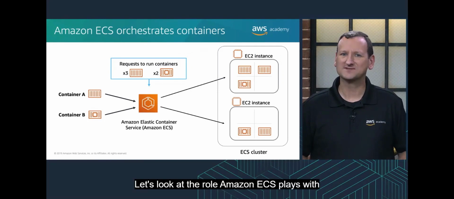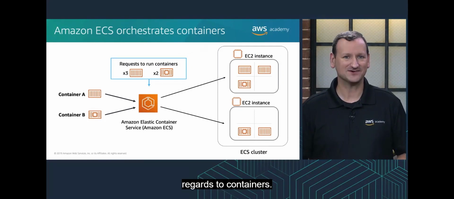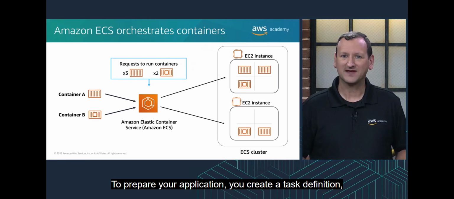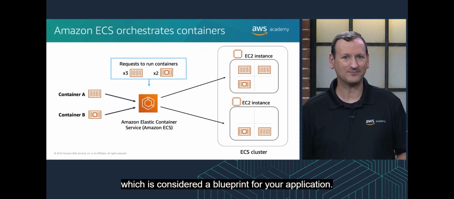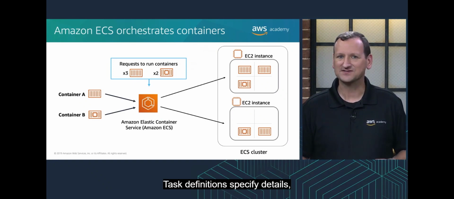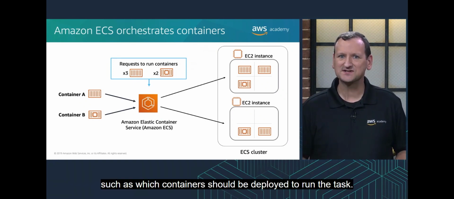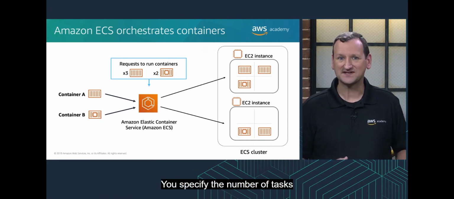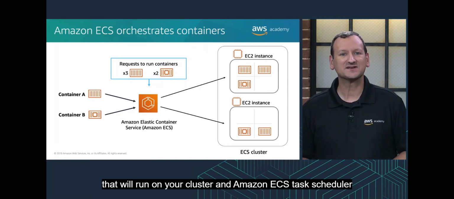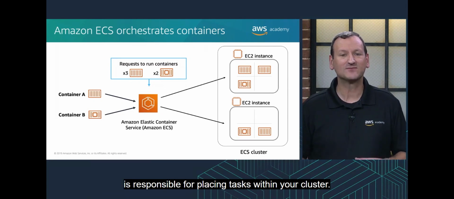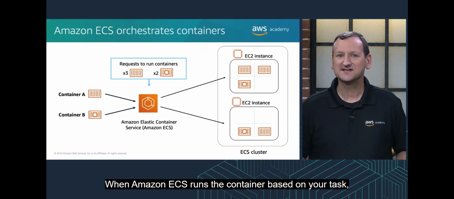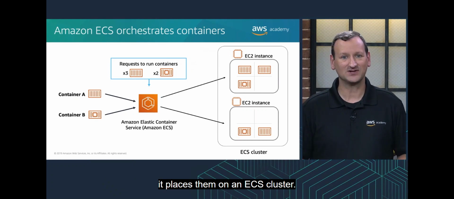Let's look at the role Amazon ECS plays with regards to containers. To prepare your application, you create a task definition, which is considered a blueprint for your application. Task definitions specify details such as which containers should be deployed to run the task. You specify the number of tasks that will run on your cluster, and Amazon ECS Task Scheduler is responsible for placing tasks within your cluster. When Amazon ECS runs the containers based on your task, it places them on an ECS cluster.